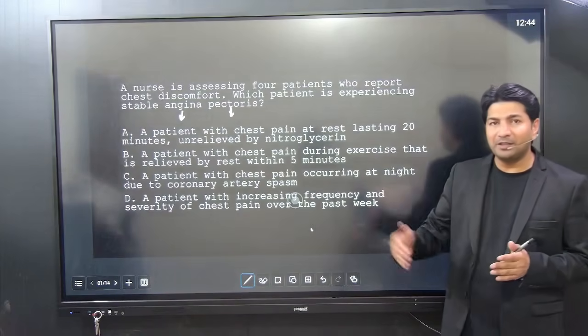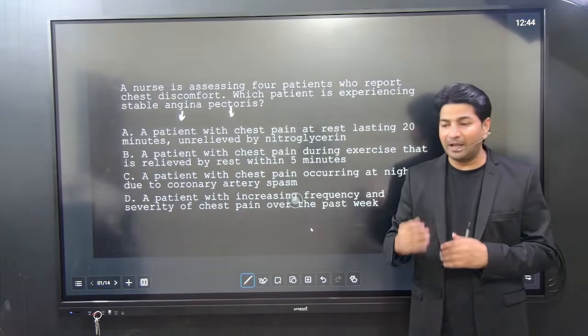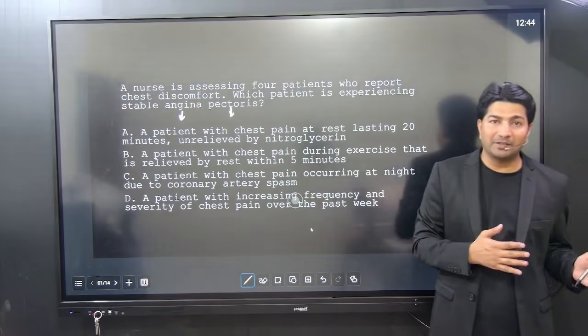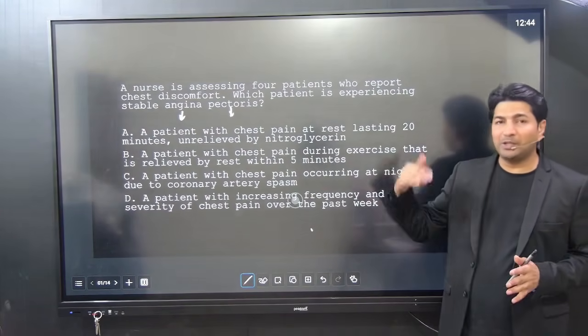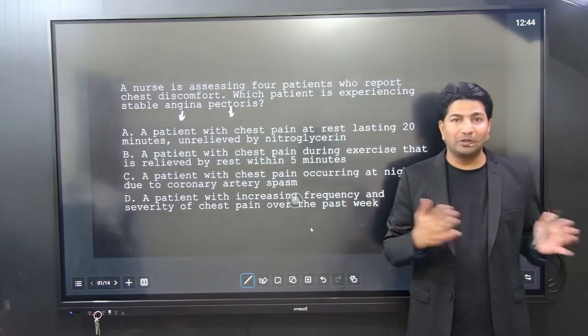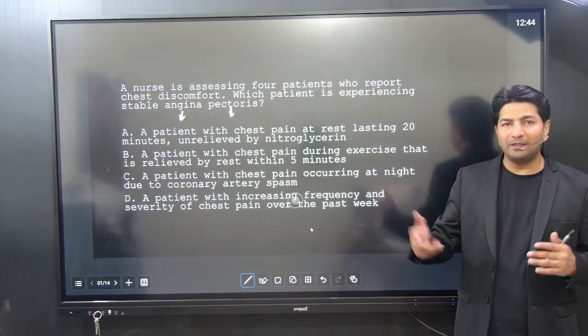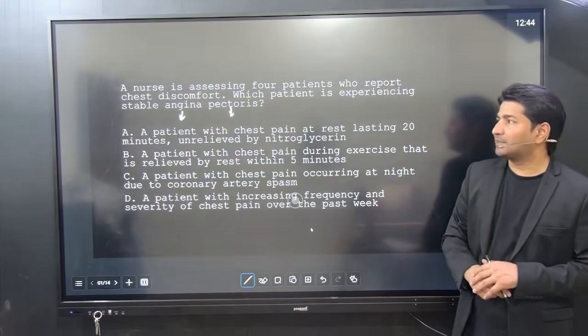So from this, we can predict that this pain increases due to exercise or increased physical activity. This means we can predict it. Or, for example, if a patient has pain but we give them nitroglycerin and after taking it, the pain goes away. This means we can predict these things. So this is called stable angina.